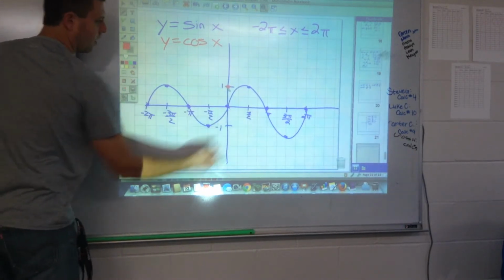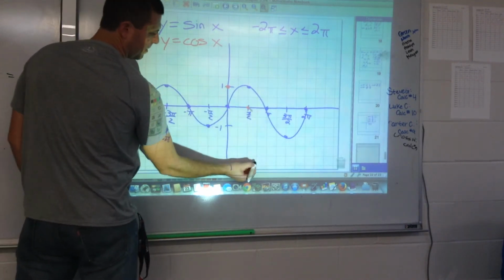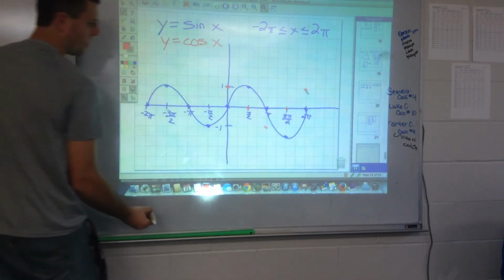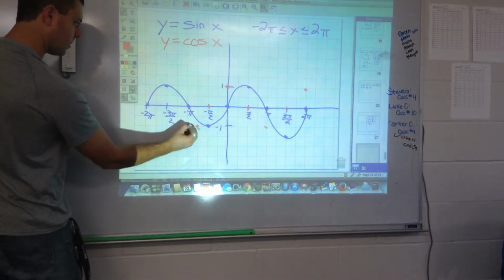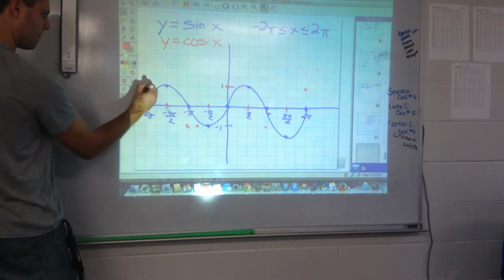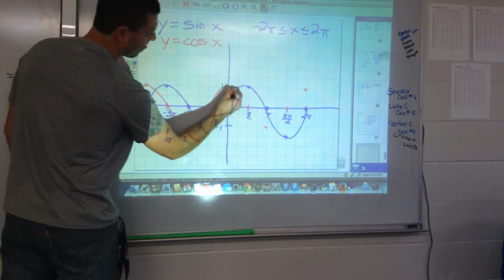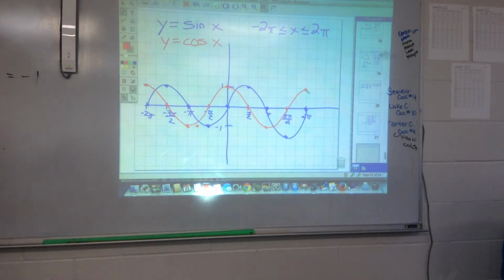How about cosine of pi over 2? 0. Cosine of pi? Negative 1. You see the pattern, right? And you will get points all the way. You'll get good at graphing both of those.